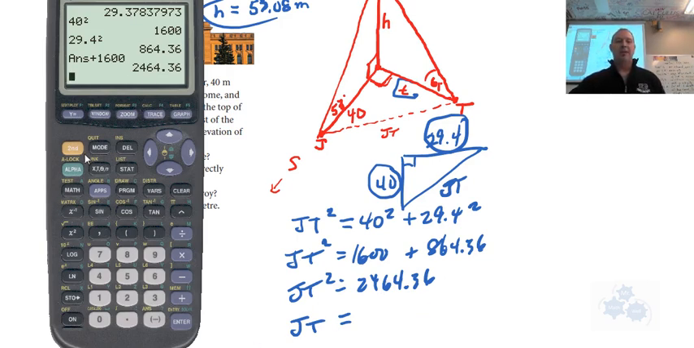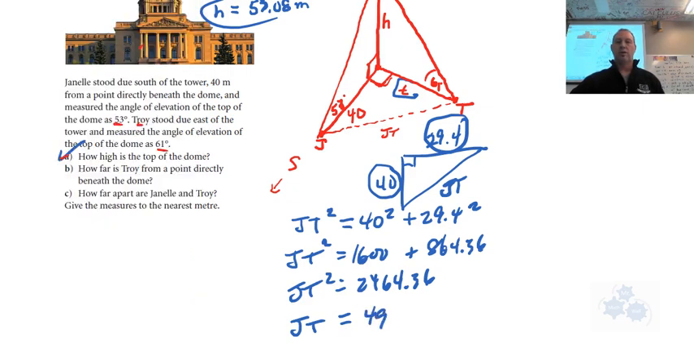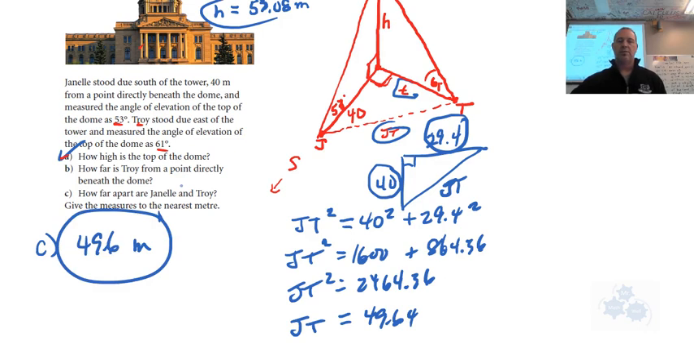Okay, so square root of the answer. If you get to know how to use your calculator like this, you can save yourself a lot of time. So square root of the answer is 49.64. Now that looks like what this should be. Is that the right answer? Okay, so for C, 49.6 meters apart. That's better. Okay, so that's number 12.